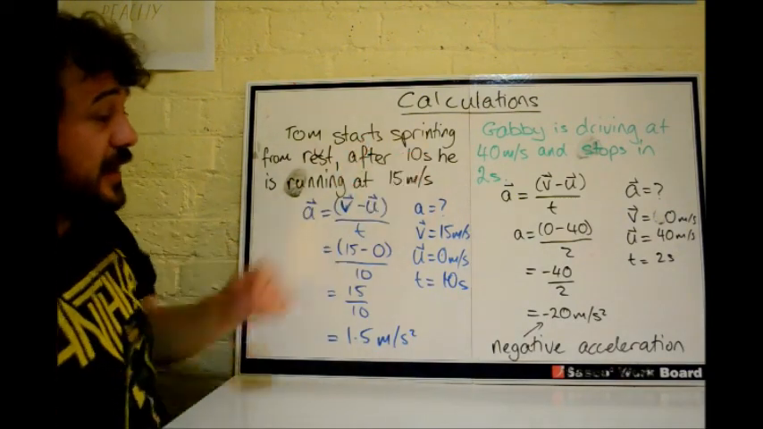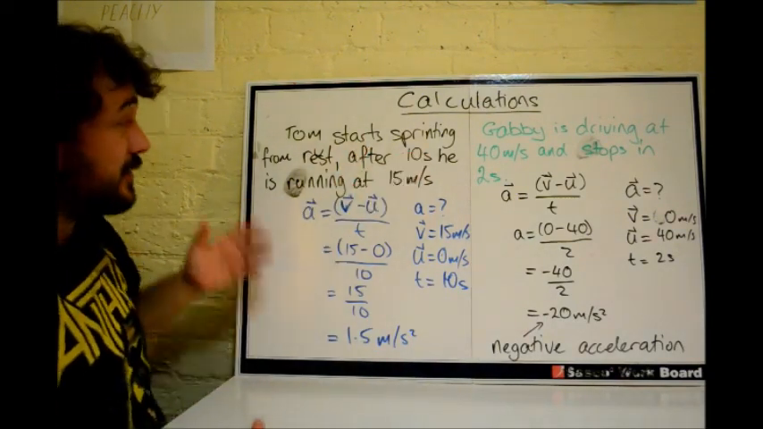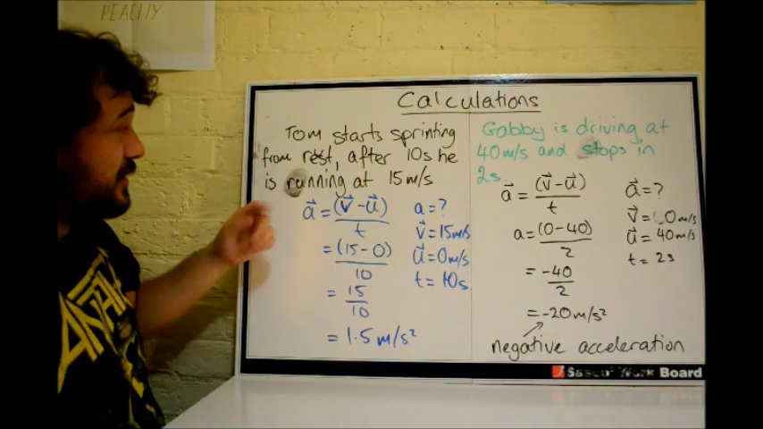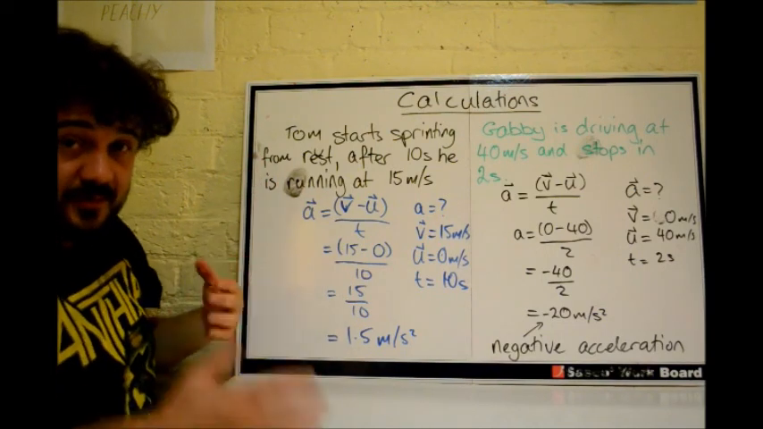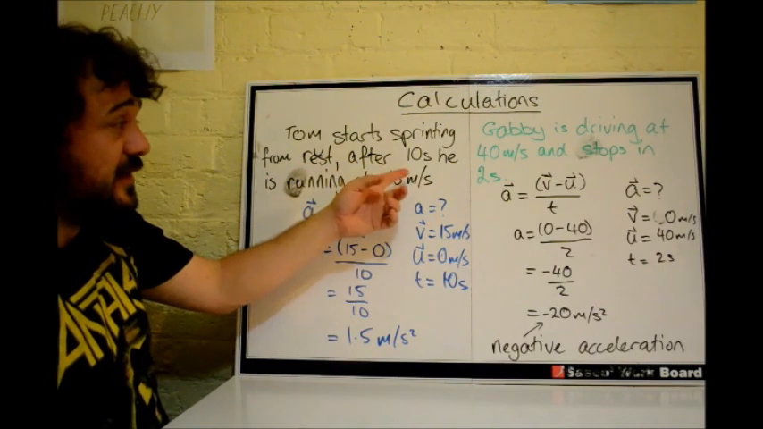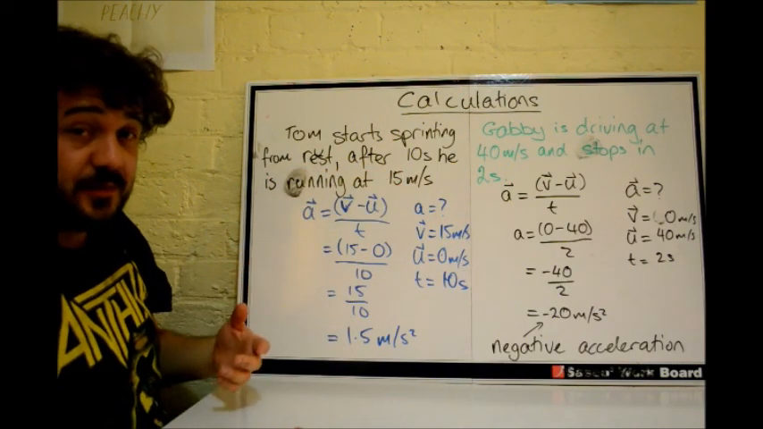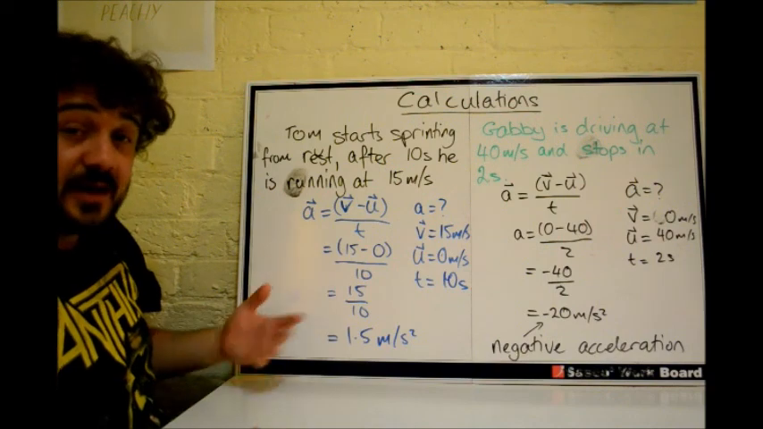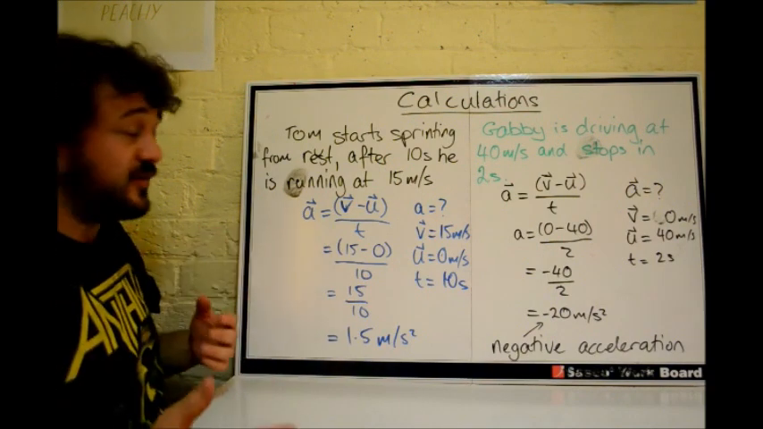Let's go back to this last one. Alright, so let's do some calculations, show you how we use it. So Tom starts sprinting from rest, which means standing still, and after 10 seconds, he's running at 15 meters per second. Okay, so let's work out his acceleration and how he got there.